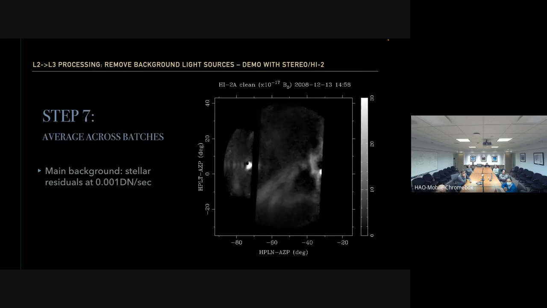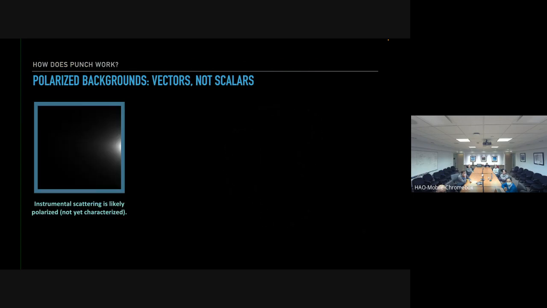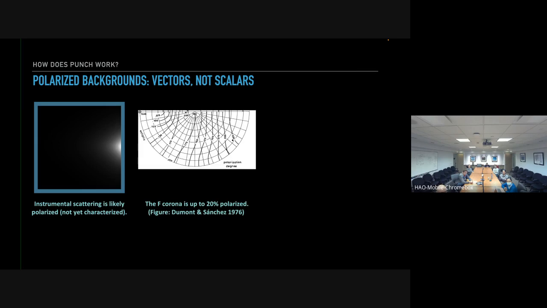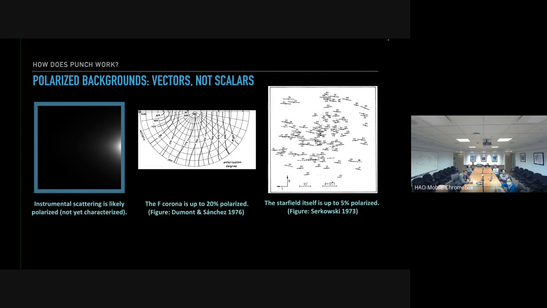All right. So there's a problem here, which is that with PUNCH, we don't just want brightness, we want polarization. So we have lots of backgrounds, right? Instrumental scattering is likely to be polarized. The F corona is up to 20% polarized. We know this because it's been measured. And then, of course, just to add insult to injury, the star field is polarized too. And all of these are fixed in different coordinate systems. So not only do we have to resample to fix each of these in order to get that background, we also have to track the degree of polarization in each of those systems.